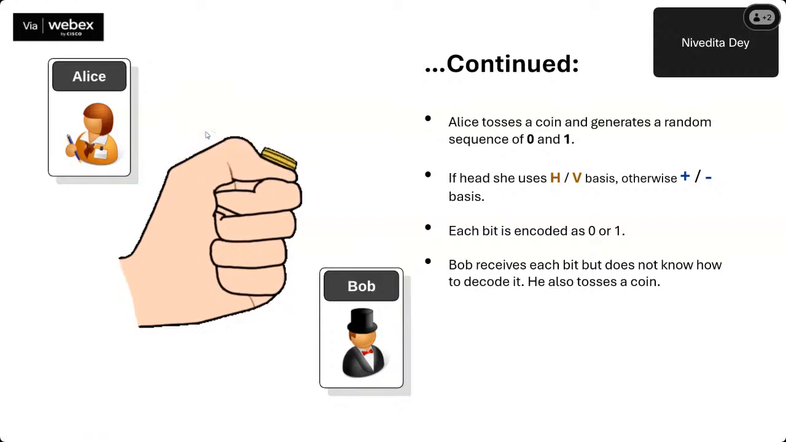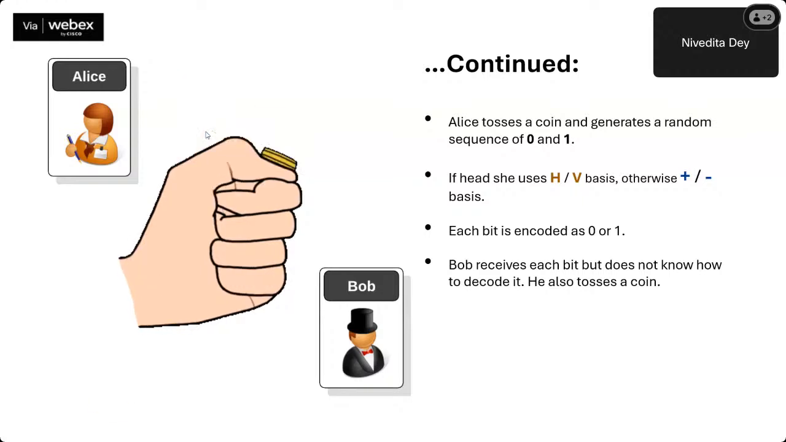Okay. Now, Bob receives each bit but does not know how to decode it. Now, Bob, on receiving the bits from Alice... So Alice initially has some random string, something like 0 1 0 0 0 0 1 0.